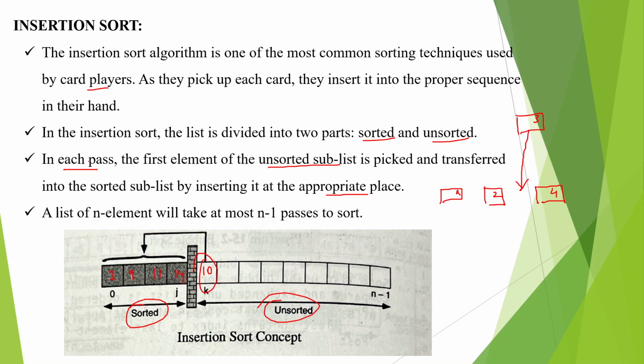Hopefully you understood. So here also, how many sort passes will it take before the list gets arranged? For a list of n elements, it will take n minus 1 sort passes before the list gets sorted. Hopefully you understood the concept of insertion sort. We have an example also for this.